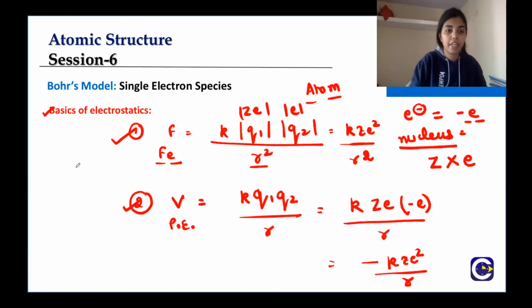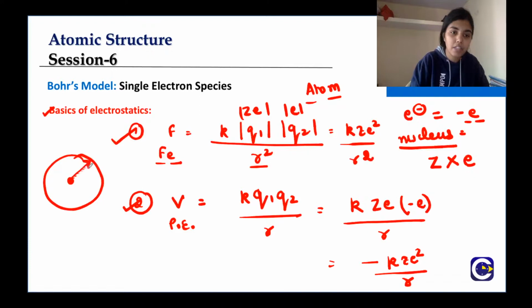For example, let us say that I am having the first orbit. The radius of the orbit will be equal to the distance between the nucleus and this orbit in which the electron is revolving. That we need to calculate here. So that will be denoted by R.